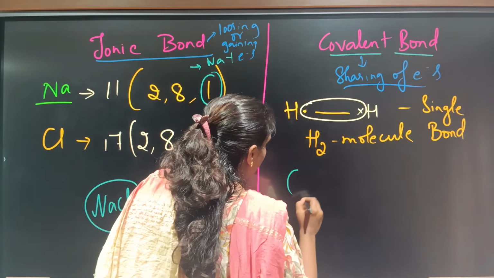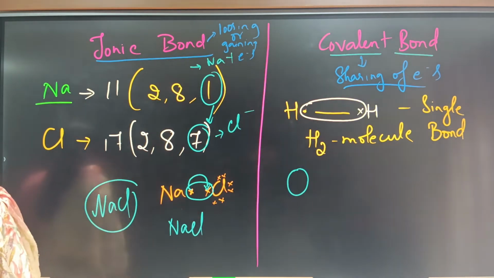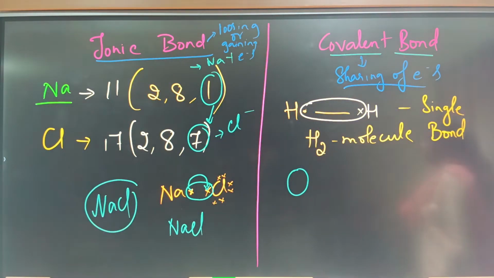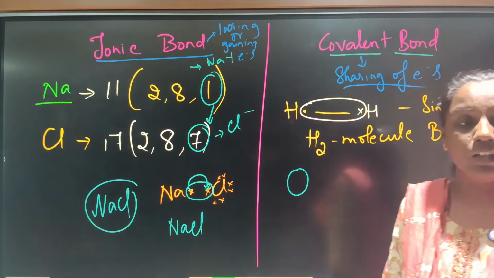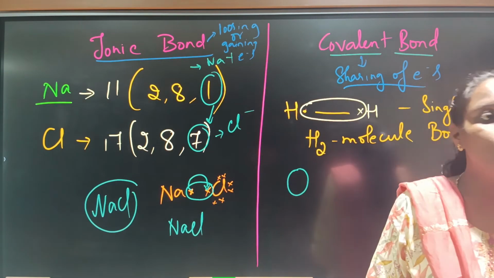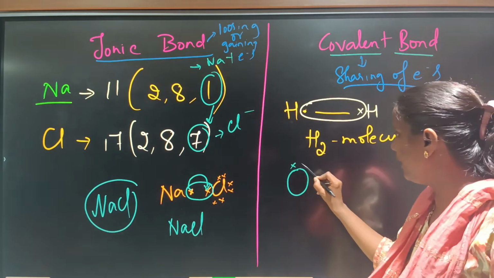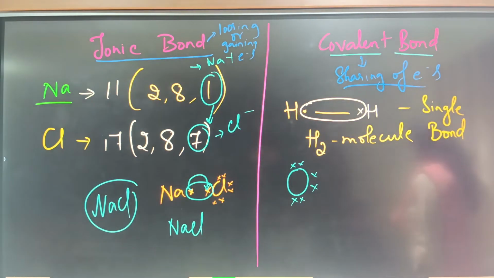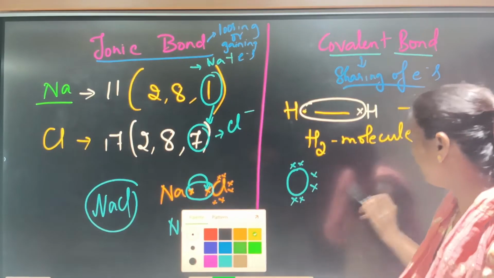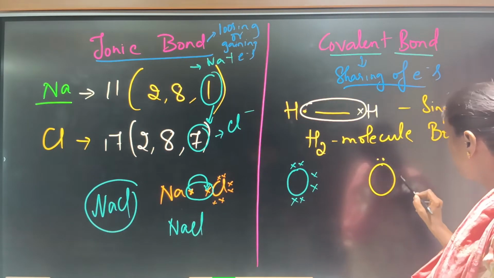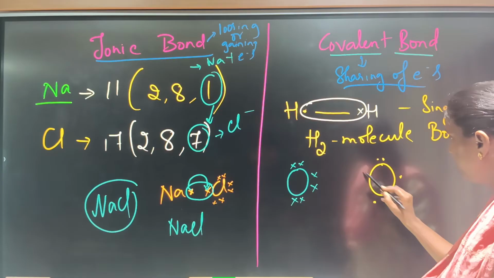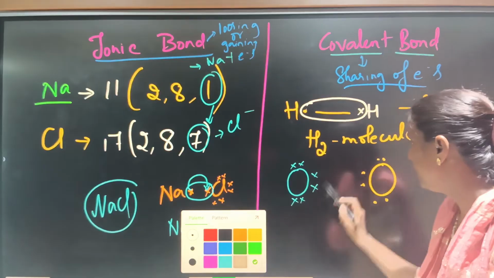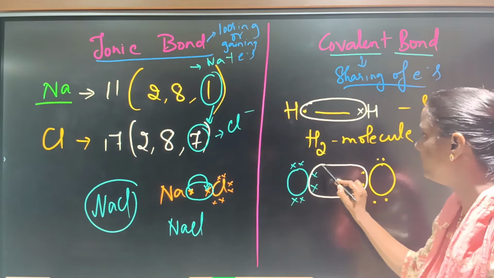Now I am going to take an oxygen atom. What is the atomic number of oxygen? 8. So what will be the electronic configuration of the oxygen atom? 2,6. So when I write the electron dot structure, the outer shell will have 6 electrons. And I am going to have another oxygen atom, which also has 6 electrons in the outer shell. So what these two are going to do is form a bond between them.